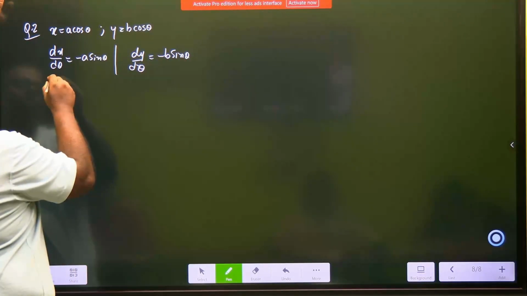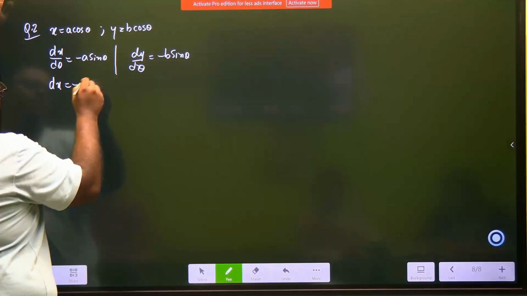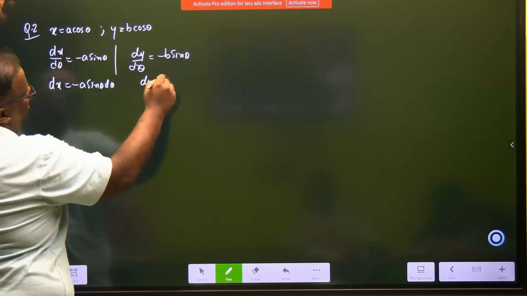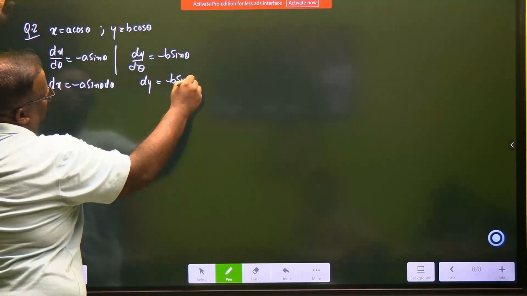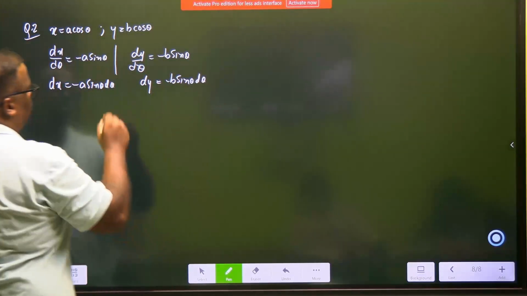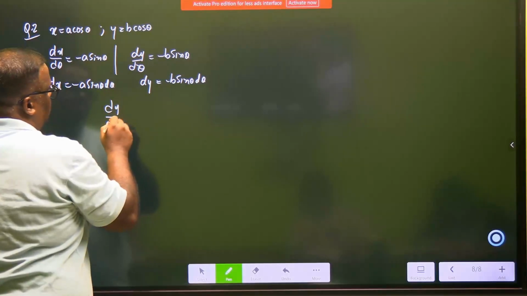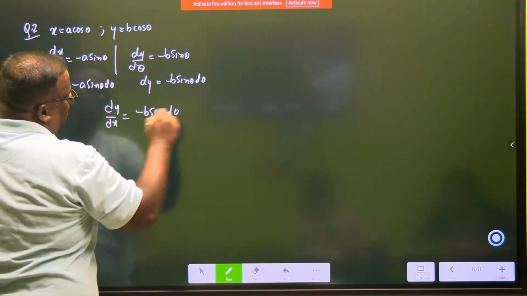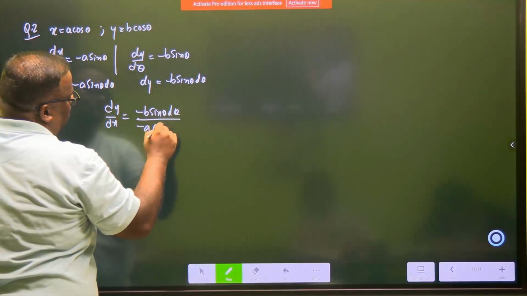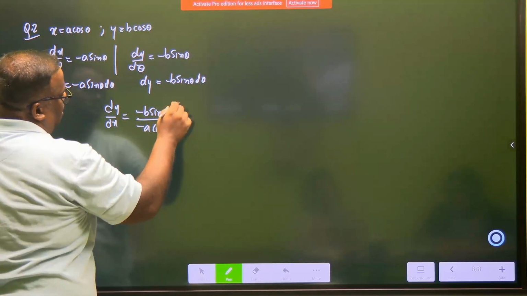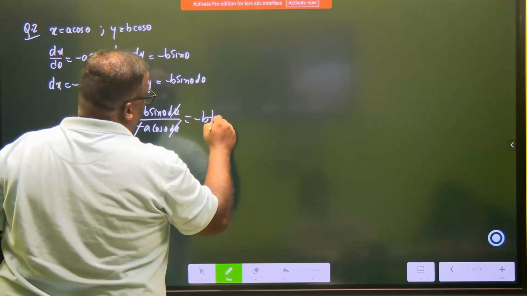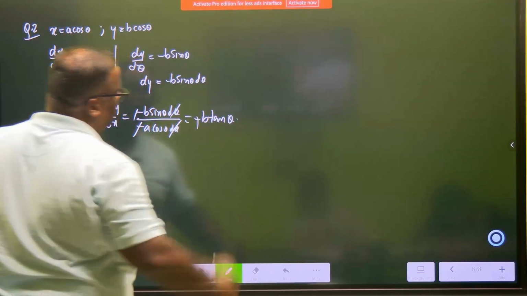From here you get dx, negative a sin theta d theta. From here you get dy, negative b sin theta d theta. Now you have to find dy/dx, which is very easy: negative b sin theta d theta divided by negative a sin theta d theta. The d theta cancels, the negatives cancel, and you get b/a tan theta. Sorry, positive.